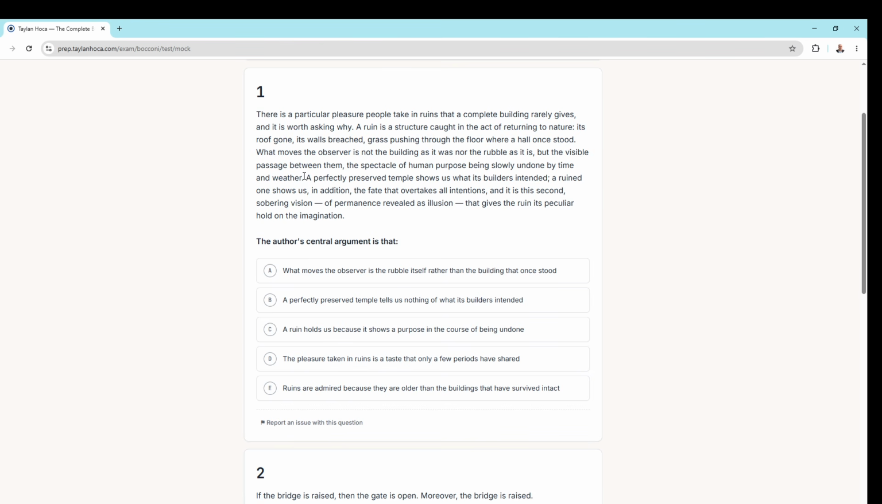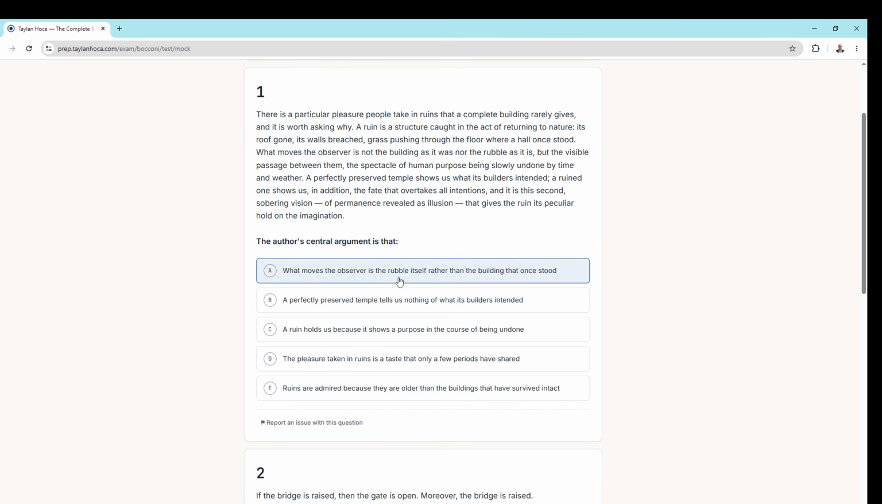Okay, a perfectly preserved temple shows us what its builders intended. A ruined one shows us, in addition, the fate that overtakes all intentions. And it is this second, sobering vision, of permanence revealed as illusion. Okay, the ruin leads to the idea that permanence is an illusion that gives the ruin its peculiar hold on the imagination. Okay, I think we have an idea.